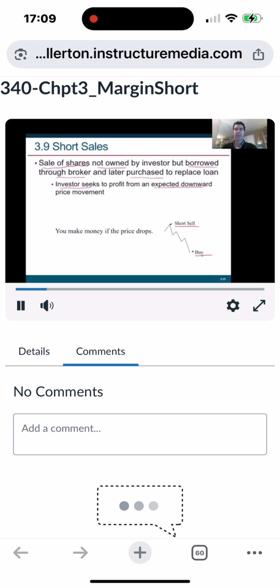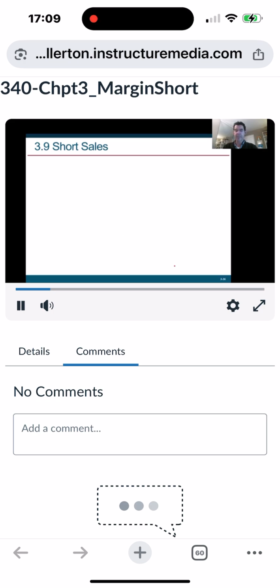Is there any set time limit? No, in general, no. There can be some situations where those shares can be called in and you would be forced to buy them back and give them back, but in lots of cases, there's no set time limit. Okay, so that's called short selling.